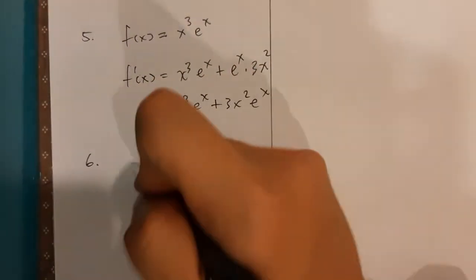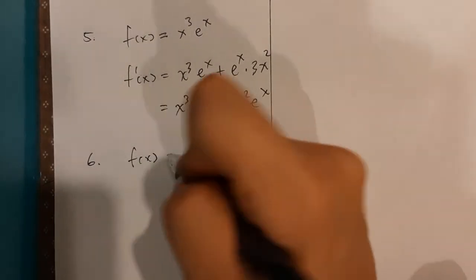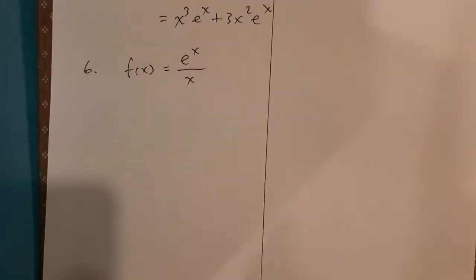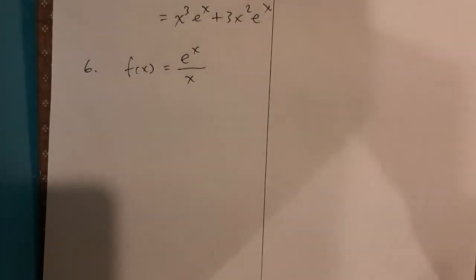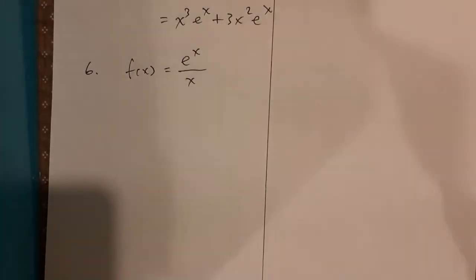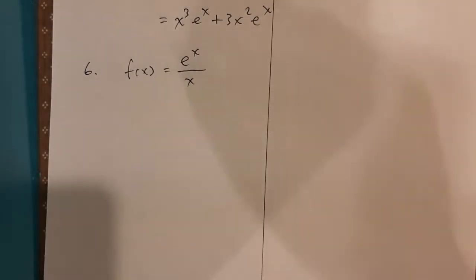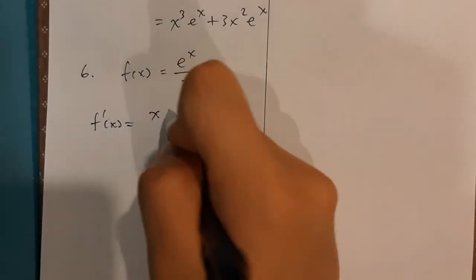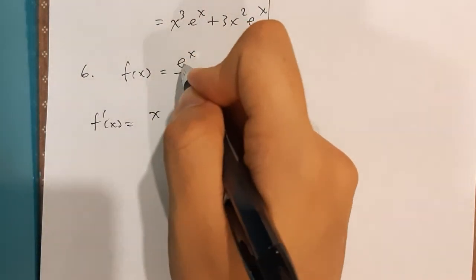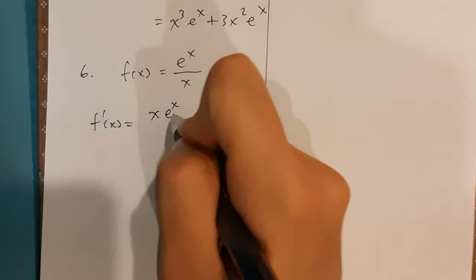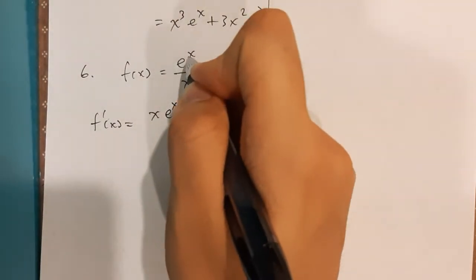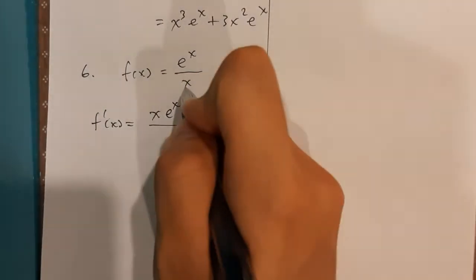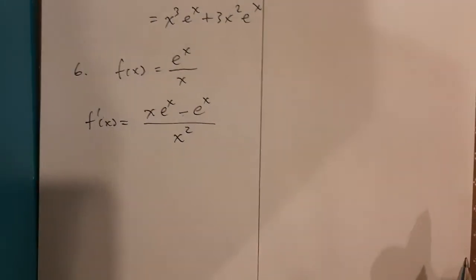6, find the derivative of f of x equals e to the x over x. So you can use the quotient rule for this one. We got f prime equals x low d high, the derivative of e to the x is still e to the x, minus high, which is e to the x, derivative of low, which is 1, over low squared.